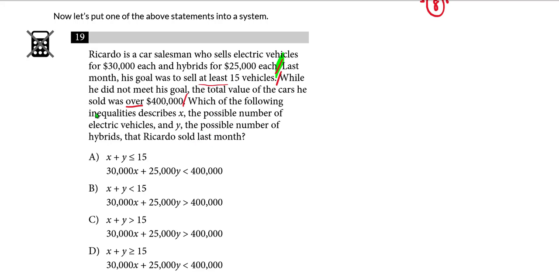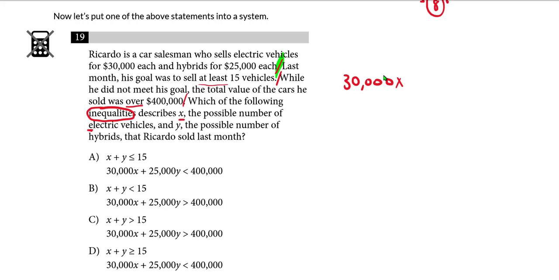I'm just going to circle inequalities here. That's what we're looking for. We're looking for the correct inequalities. So one of the two inequalities here is one that we've already done in the previous example. We did $30,000. That was the cost per electric vehicle. Now we used E above here. The question requires us to use X, the possible number of electric vehicles. So I am going to have to use an X here.